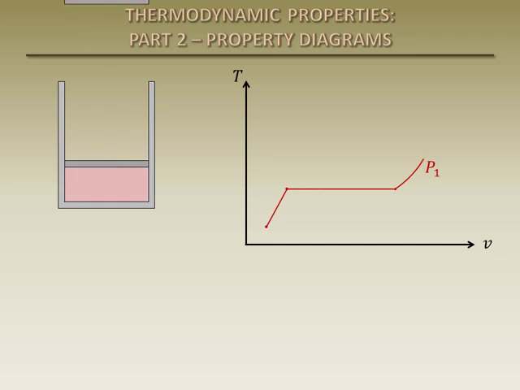However, this time, suppose that more weight is added to the piston so that the substance is at a higher pressure. The specific volume of the compressed liquid is slightly smaller at this higher pressure. Also note that as the pressure increases, the temperature at which the substance begins to vaporize, or the saturation temperature, increases. As pressure increases, the specific volume of the saturated liquid increases, while the specific volume of the saturated vapor decreases.